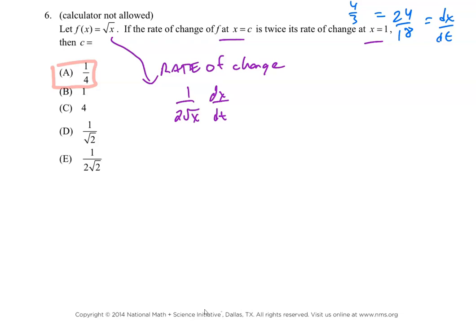The rate of change at c, let's go ahead and plug in c. I don't know c, that's what we're looking for, so I'm going to put a c right there. It is double, so 2 times, and then let's plug in the rate of change at 1, which is 1 over 2 square root 1. Now, you see how the dx dt's can cancel out?